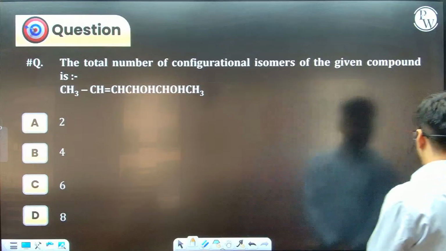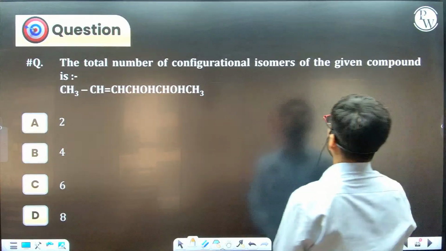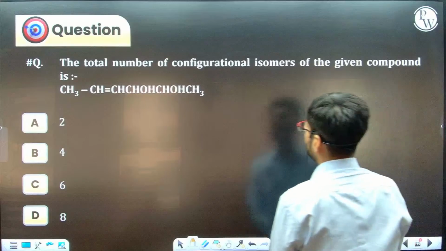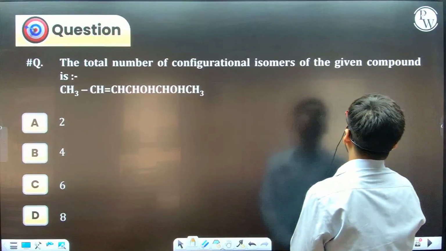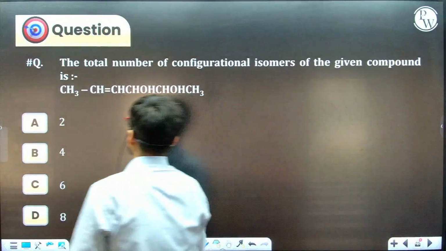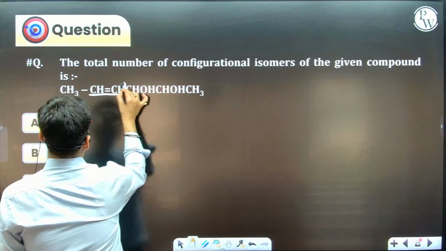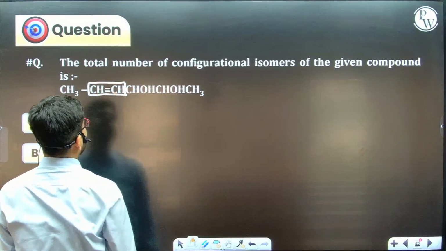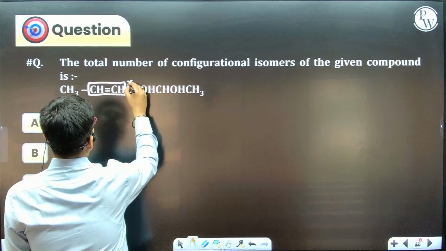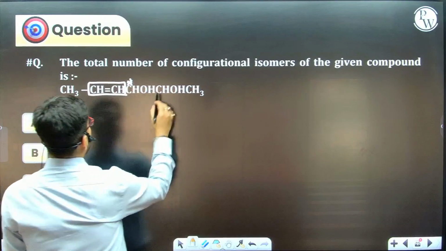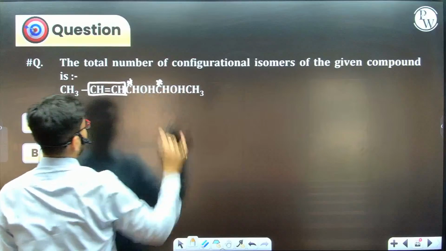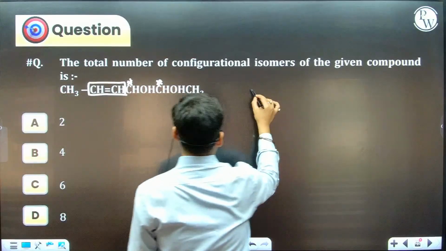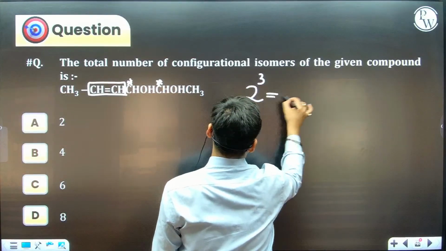The total number of configurational isomers means what? The number of stereoisomers of the given compound. So this is 1 double bond around which geometrical isomerism is possible. This is 1 chiral carbon, and this is another chiral carbon. This is an unsymmetrical molecule, so 2 raised to 3, and hence the answer will be 8.